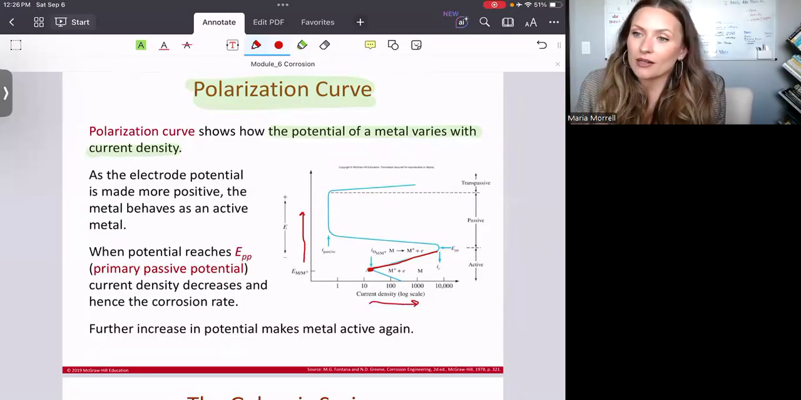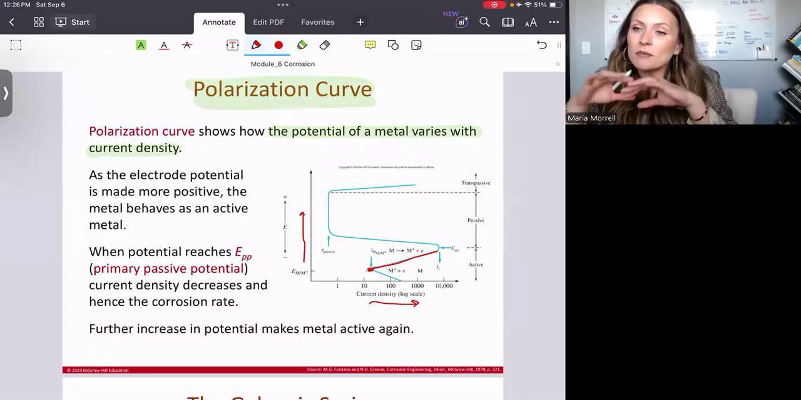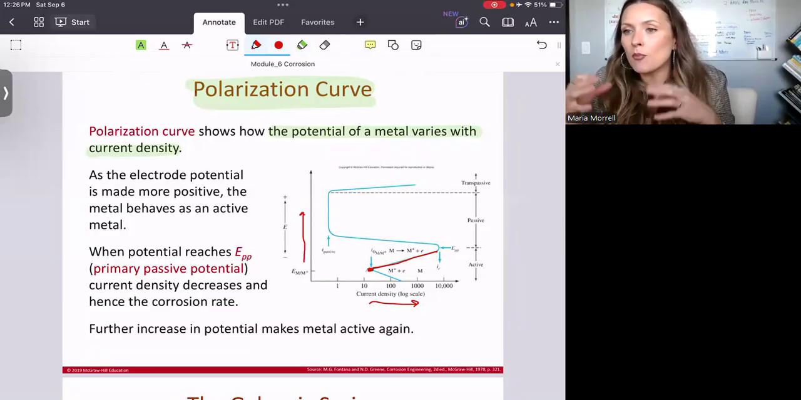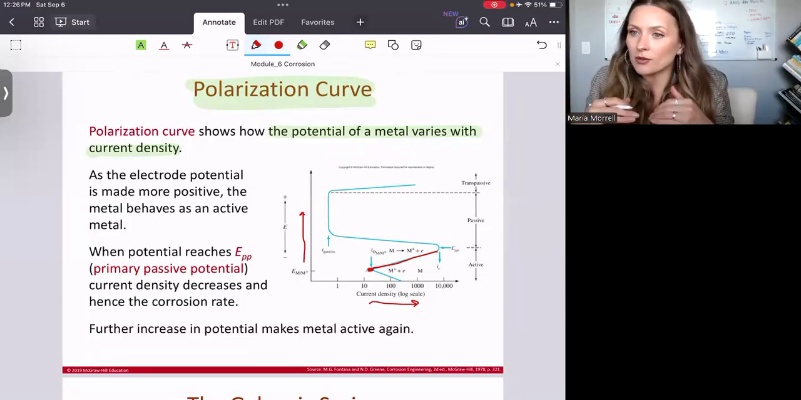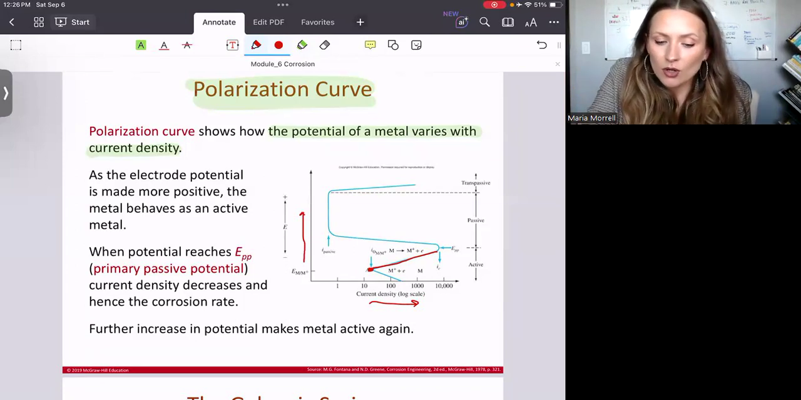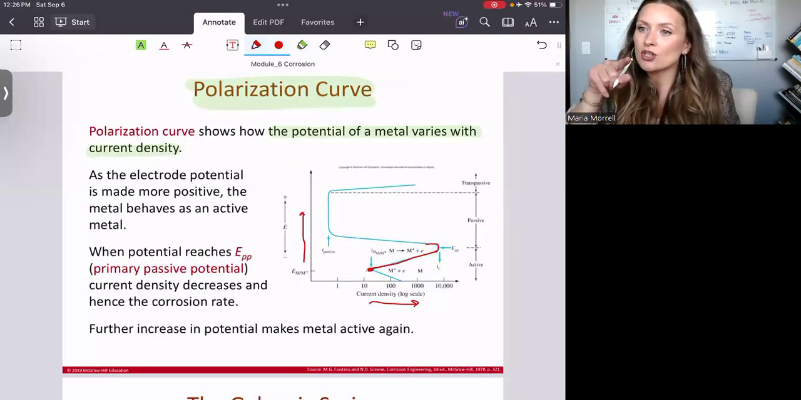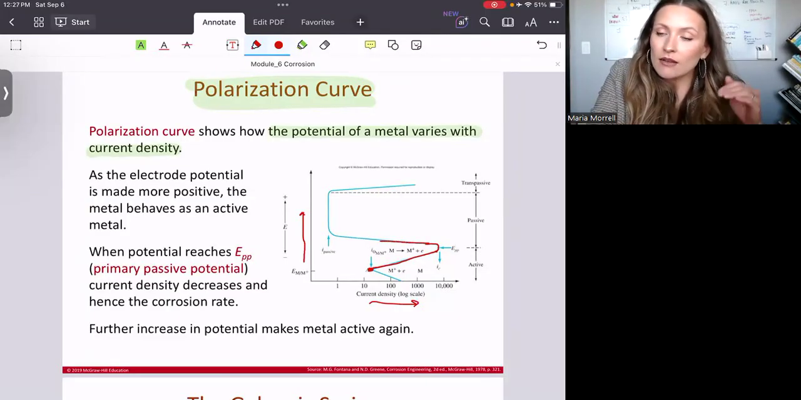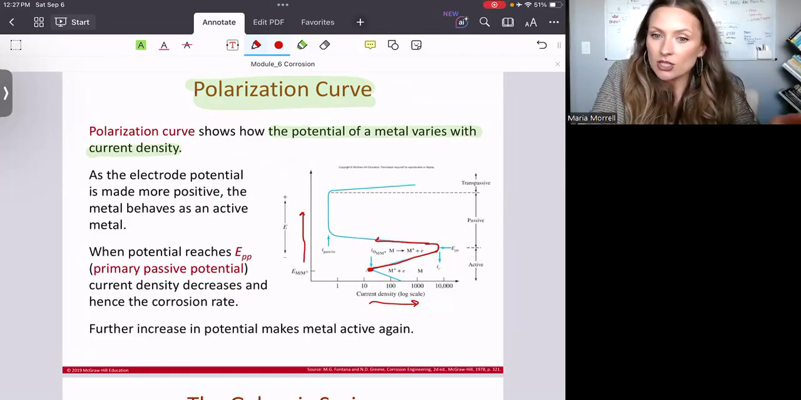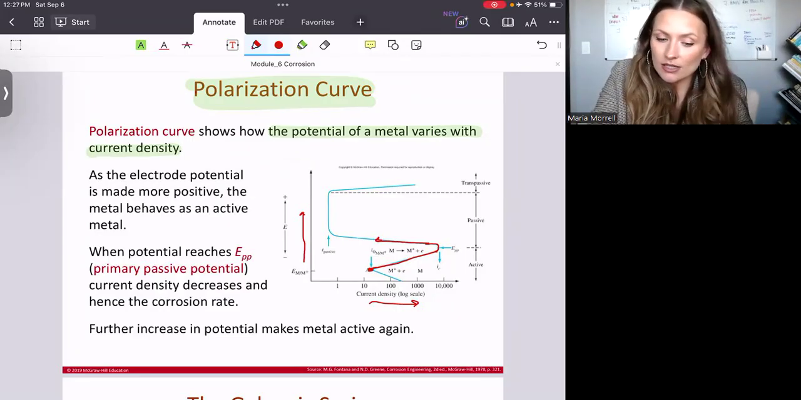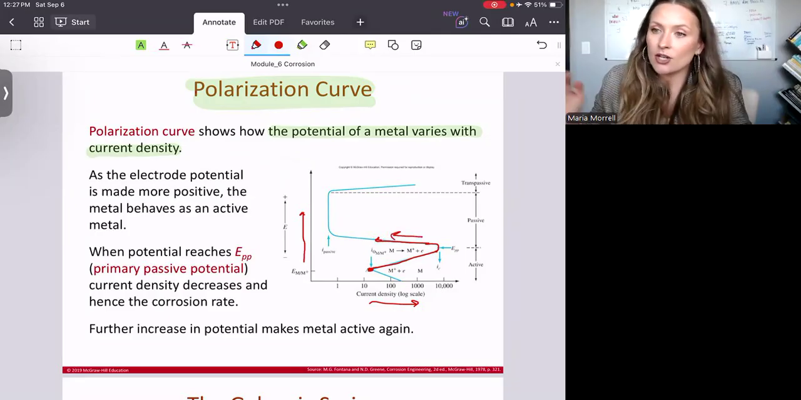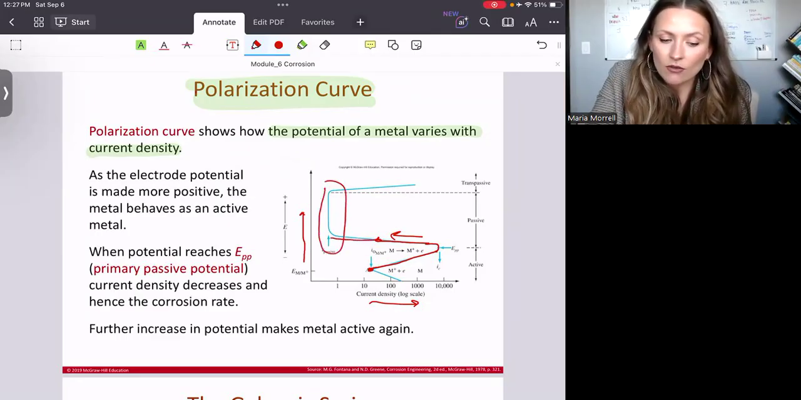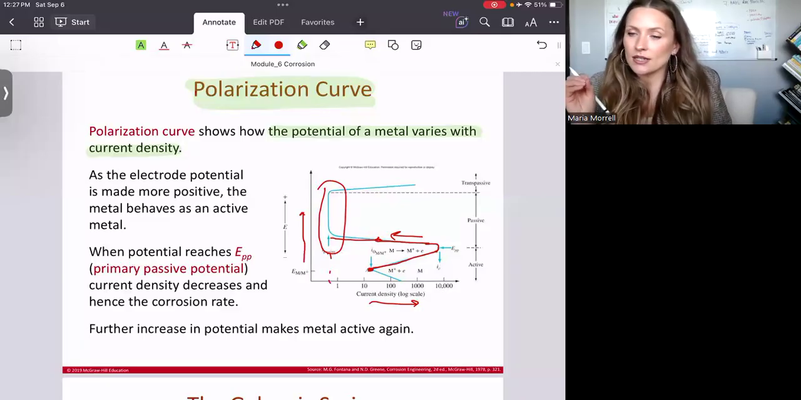But for some metals, at some point, even though I'm creating an environment that is more and more corrosive toward my metal, you will observe that there's going to be a switch, meaning that all of a sudden the current density will start dropping. Even though I'm still increasing my potential, my current density decreases. If I'm going in this direction, the current density now decreases. And then at some point, I'm entering this region where the current density is extremely low.